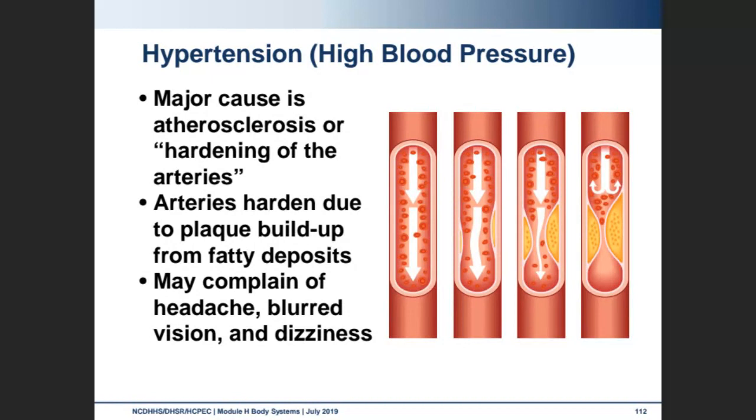People with high blood pressure may complain of things like headache, blurred vision, and dizziness. So if you have a resident or a patient who is reporting any of those, make sure to report that right away so that the nurse can come assess, and you can also help by getting a blood pressure.